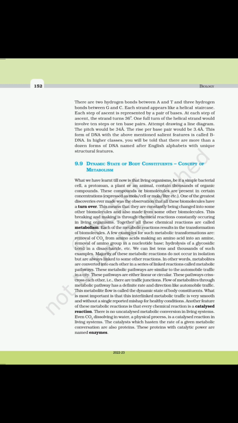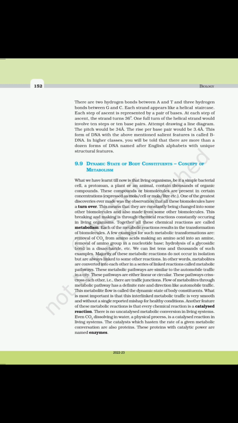Majority of these metabolic reactions do not occur in isolation, but are always linked to some other reactions. In other words, metabolites are converted into each other in a series of linked reactions called metabolic pathways. These metabolic pathways are similar to automobile traffic. In a city, these pathways are either linear or circular. These pathways crisscross each other, i.e., there are traffic junctions. Flow of metabolites through a metabolic pathway has a definite rate and direction like automobile traffic.